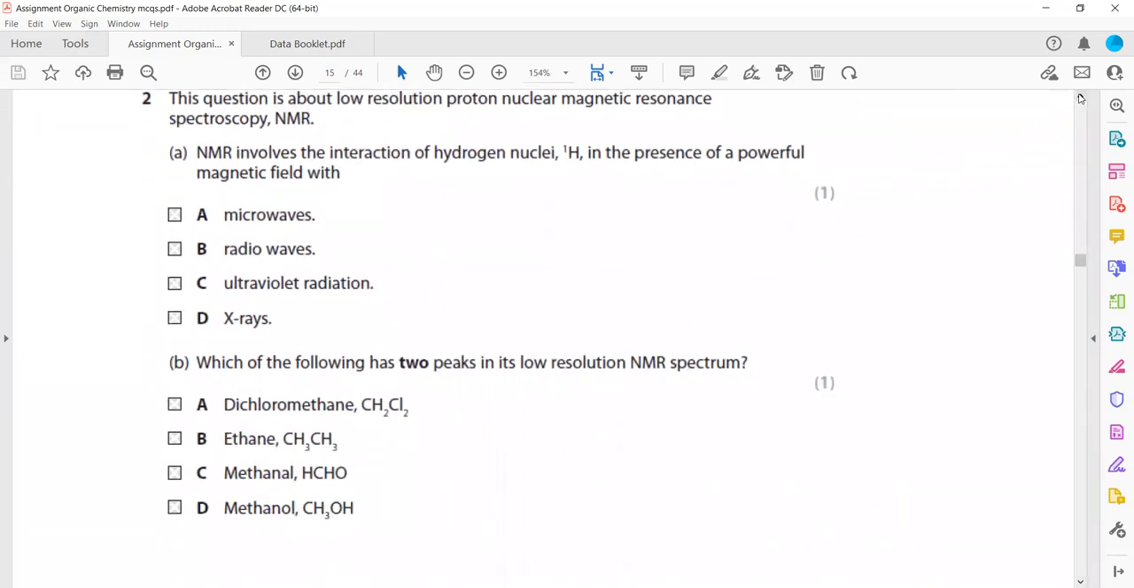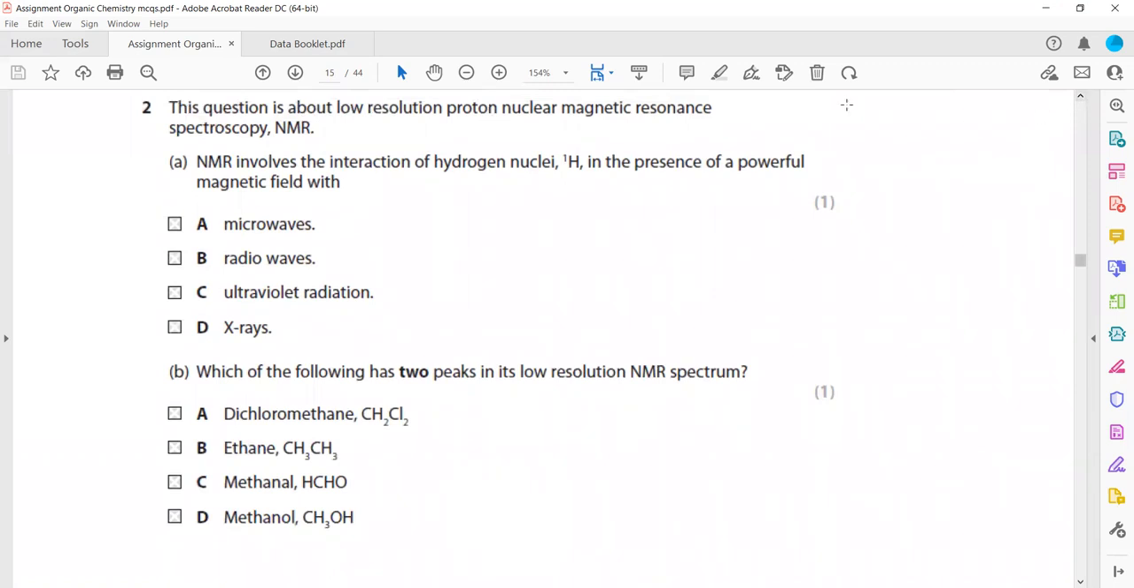This question is about low resolution proton nuclear magnetic resonance spectroscopy, which involves hydrogen nuclei in the presence of a powerful magnetic field. So which kind of radiation do we use? Radio waves. So the hydrogen nucleus or proton absorbs this and it changes the spin, which changes the magnetic field. Which of the following has two peaks in low resolution NMR?